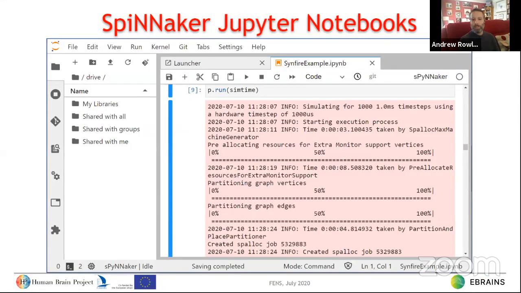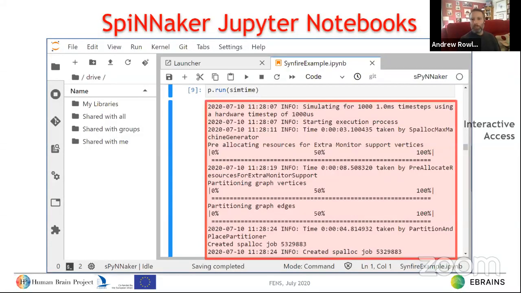A second way of accessing this system, as I said, was Jupyter notebooks. So this is a more interactive access. Basically, you type in your scripts and you say run, and it runs on the machine. There is still a potential queue behind the system, but there's more likelihood that you won't be in a queue for this system at this point.